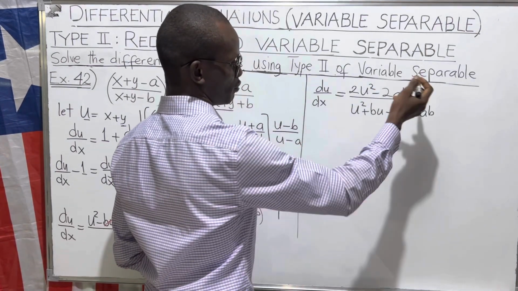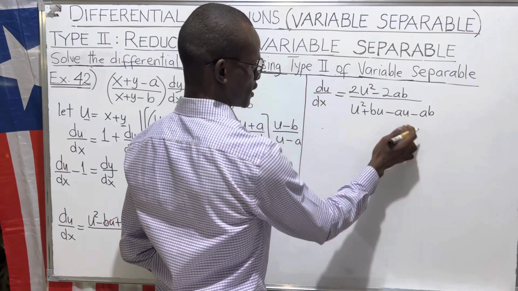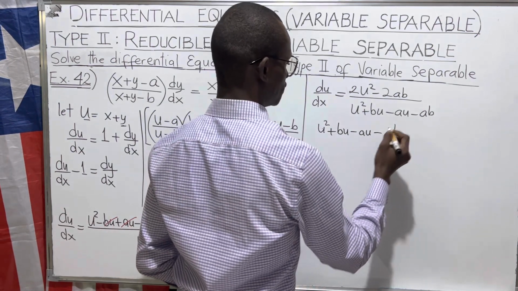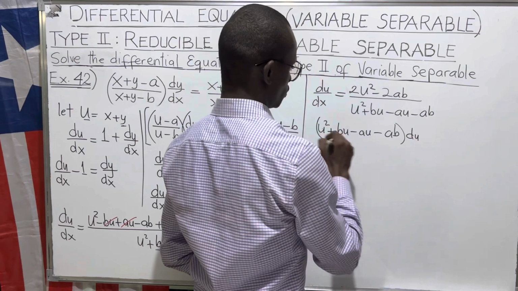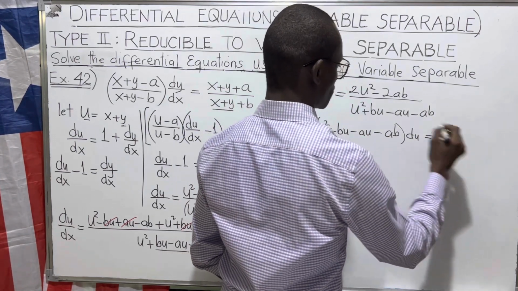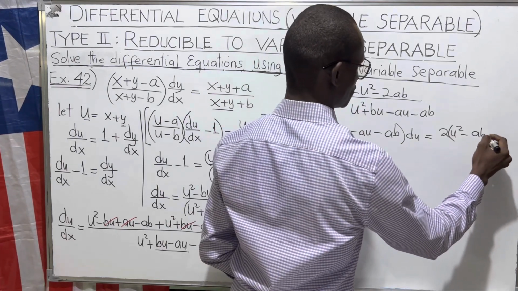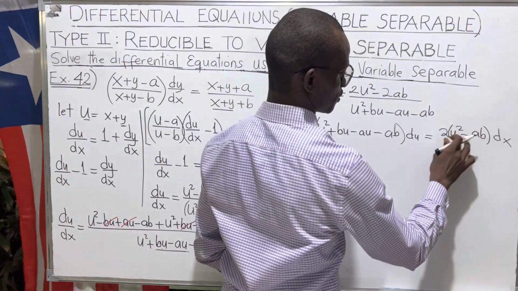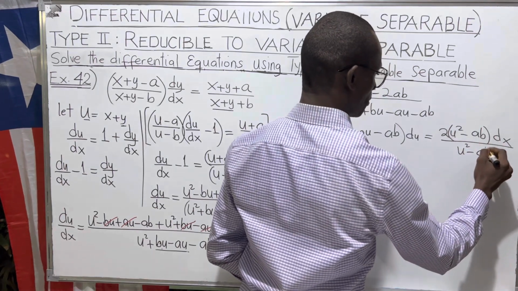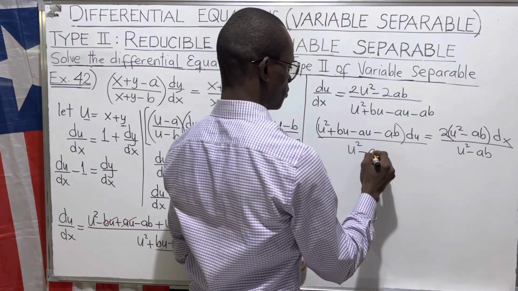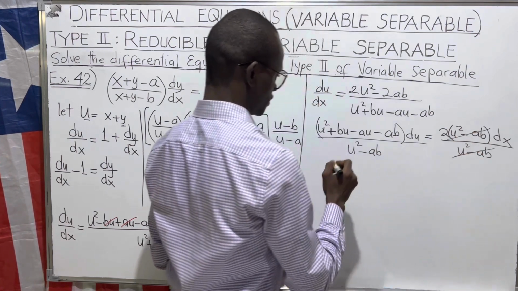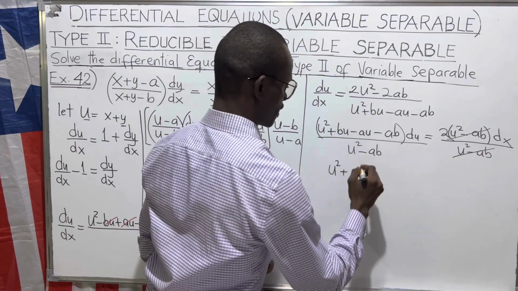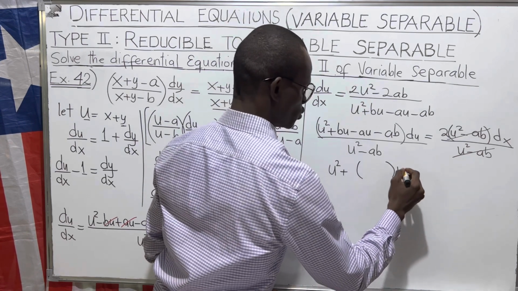Now we can cross multiply. So we have (u squared plus bu minus au minus ab) du equals 2u squared minus 2ab, and now we can factor out 2, so it's 2 times (u squared minus ab) dx. But because this is x, we don't need an expression with u, so we must divide both sides by u squared minus ab. So u squared minus ab will cancel. Now we'll be left with u squared plus bu minus au minus ab, where we can factor out u.